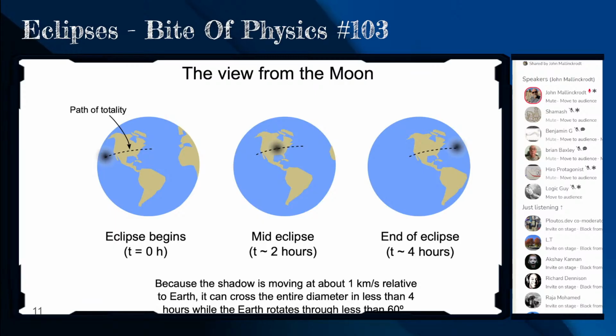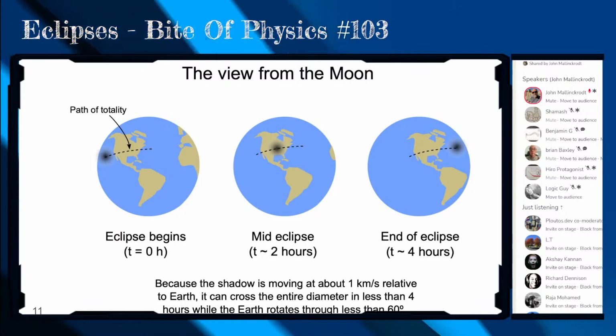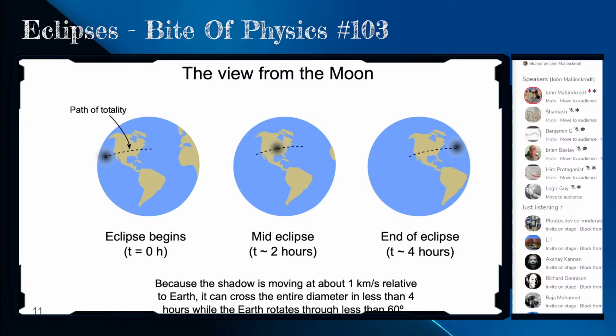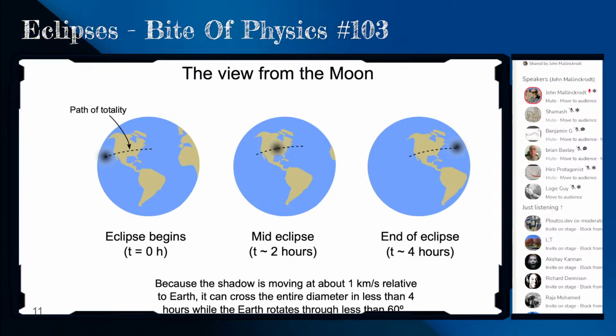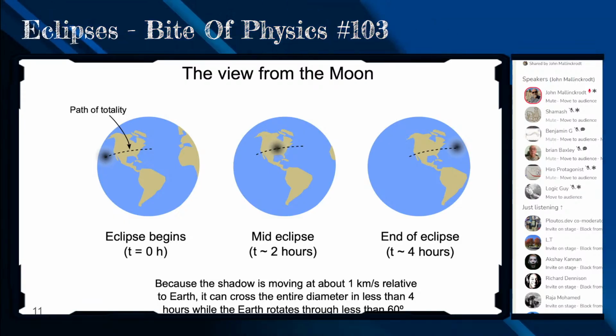Meanwhile, the Earth itself rotates through about 4 times 15 degrees, 60 degrees. So I'm trying to show you there the Americas moving about 60 degrees across the face of the Earth while the shadow moves all the way across the Earth. And you can see why we would expect the shadow relative to the Earth to move from west to east. Okay, so any comments on that?